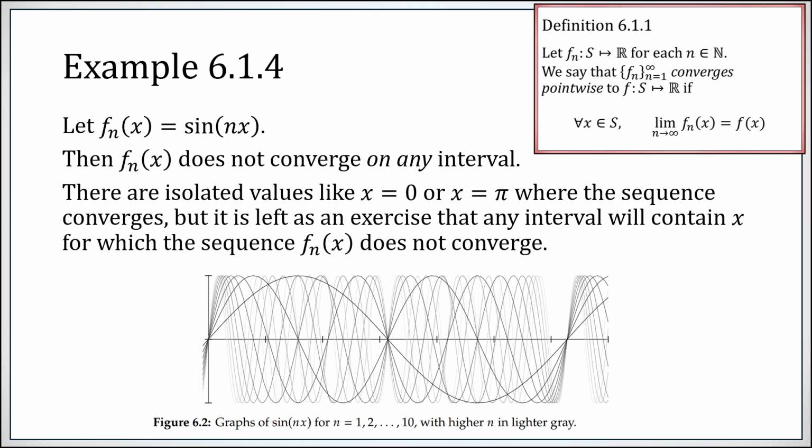Here's a picture of what the graphs of sine of nx look like. As n gets larger, the graph is drawn with slightly lighter shade. Essentially, as n gets higher, you're increasing the frequency of this curve. So as n is small, we have a low frequency wave. As n gets higher, we have a higher frequency wave. If you pick any particular x and look at what is the value of the sine of nx, it bounces around a lot as n increases.